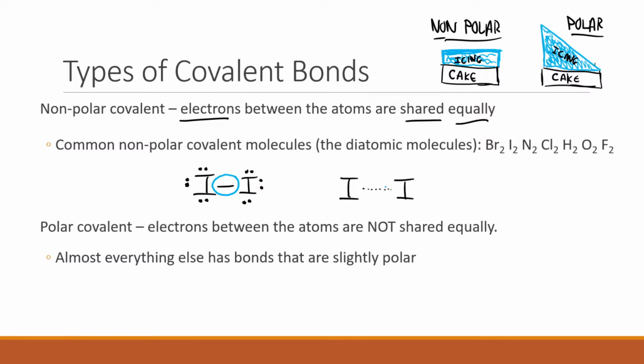The electrons in this bond are exactly in the middle of the two iodines, right? Perfectly in the middle. And we can tell this is a fact because iodine has the exact same pull, the exact same strength as iodine, right? They're two copies of the same element. Because they are the same element, they will have the same pull on electrons. They will have the same electronegativity.